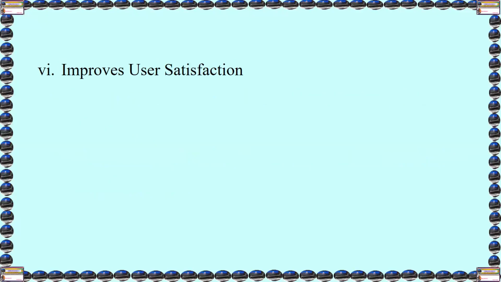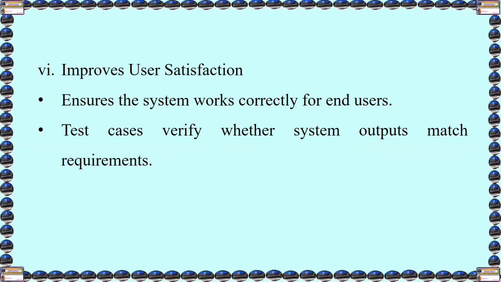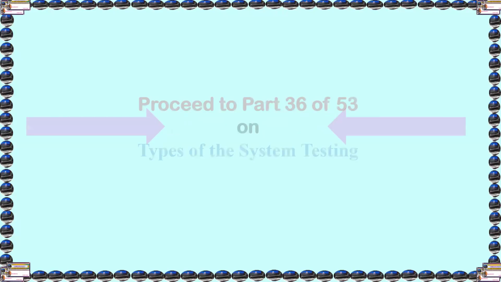Number six is improving user satisfaction. It ensures that the system works correctly for end users. The test cases verify whether the system outputs match the requirements. An example is generating accurate financial reports.